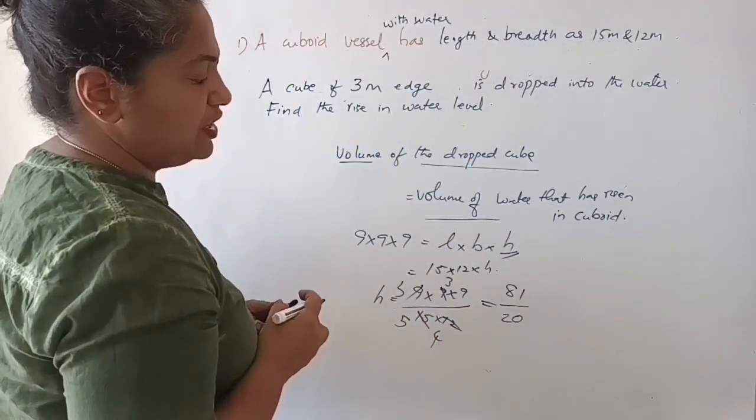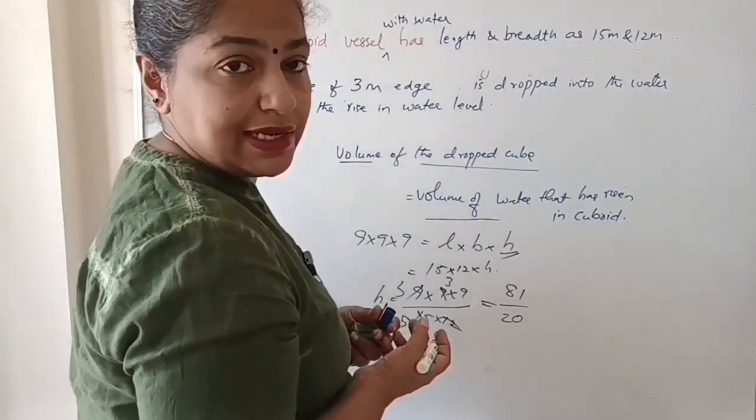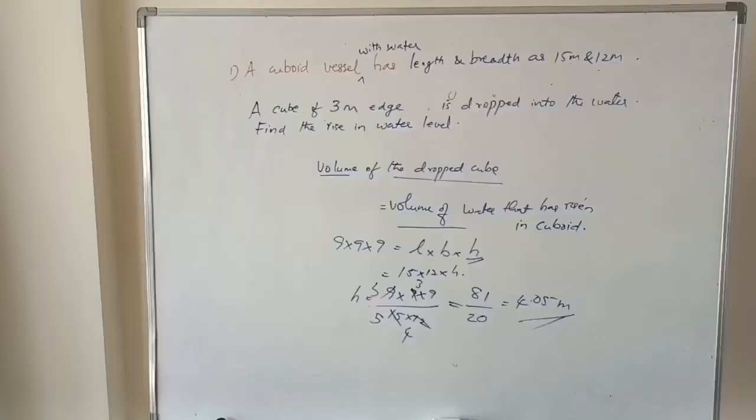you will get 81 by 20. It is not going to be a proper value. You are going to get it in decimal. Let us see what we are getting.